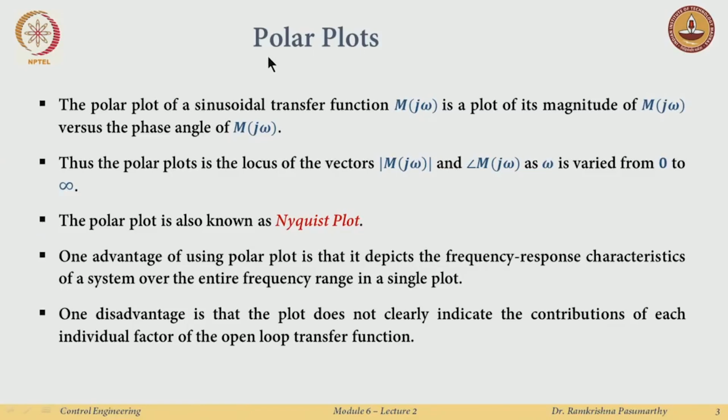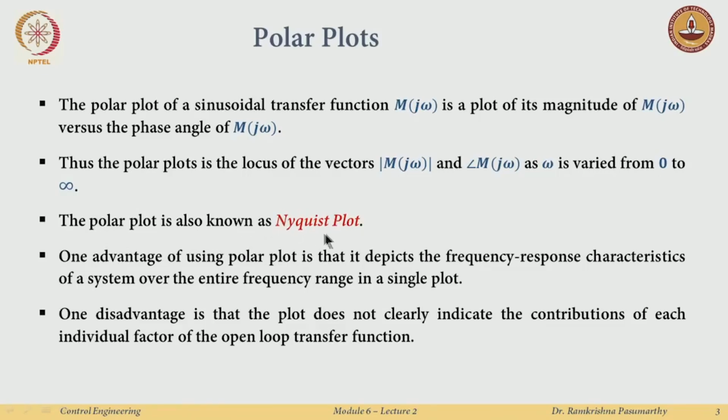These plots are what are called polar plots. So what is a polar plot? The polar plot of a sinusoidal transfer function. Again, this is important: in the steady state analysis in the frequency domain we just replace s with j omega, because after all the transients die out, only the sinusoidal components remain, and we had a little derivation of that last time. So we are actually plotting the magnitude versus the phase angle as the frequency is varied from 0 to infinity, right. This polar plot is also known as the Nyquist plot.